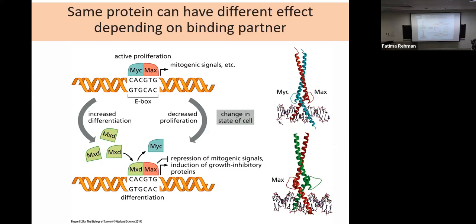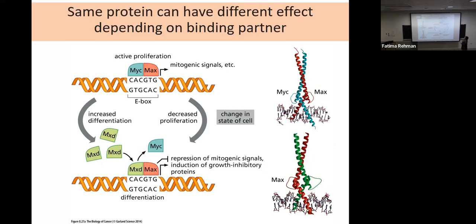The other part of the story is that depending on the binding partner that these activators and repressors bind, so depending on what co-repressor or what inducer is binding to your protein, that is your main regulator, it can have a completely different function. So that is a second level of control.